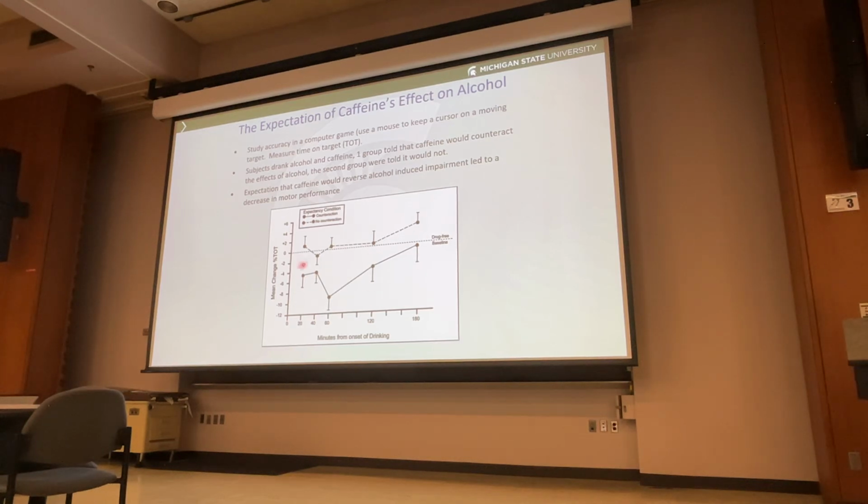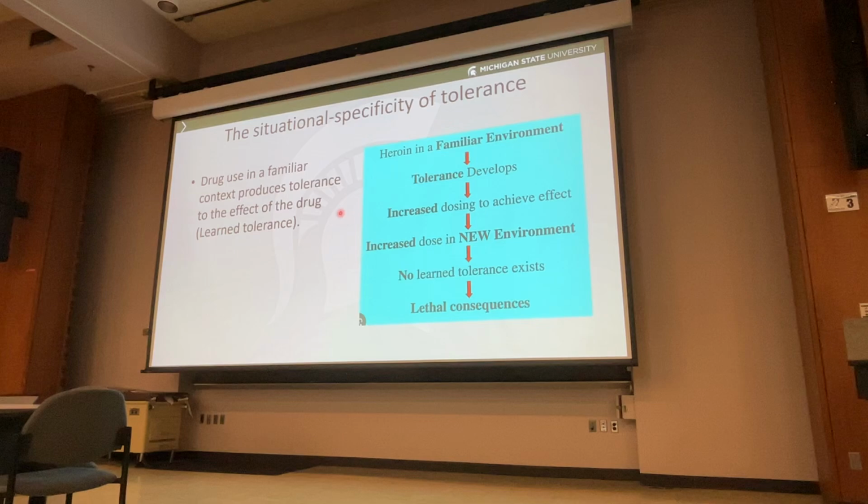And the entire performance of the group that was told that caffeine would counteract the effects of alcohol performed worse than those that were told there is no difference there. So it's the suggestion that people bought into, that they should be able to do better on a test when they have caffeine and alcohol, actually caused them to perform worse. They were expecting this benefit and it actually doesn't have an effect at all. Doesn't have a beneficial effect. And that leads to situational specificity type tolerance.